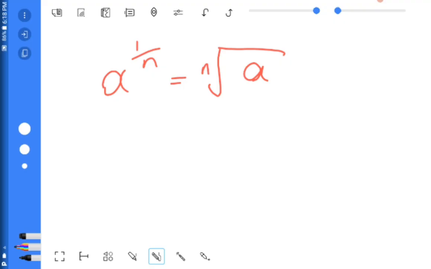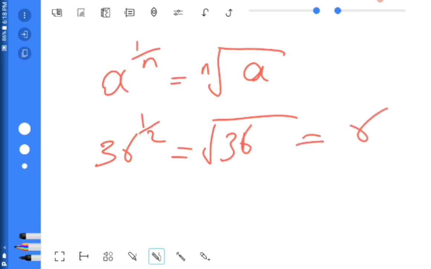What does it mean? It means 36 raised to the power of half is equal to what? The square root of 36, which is 6. It means 27 raised to the power 1/3 is what? The cube root of 27, which is 3.